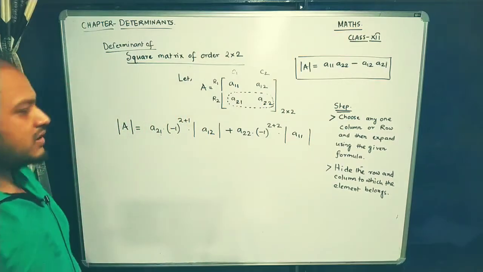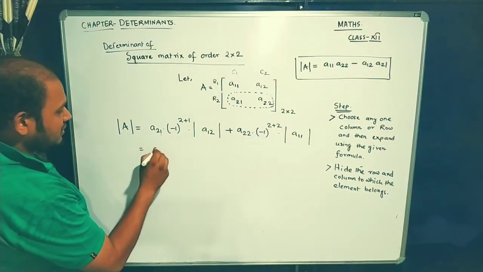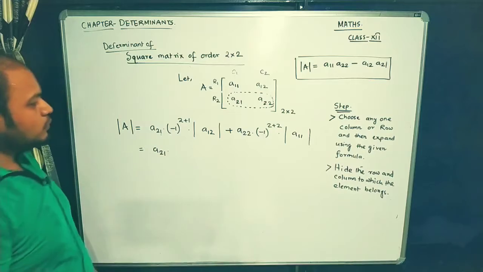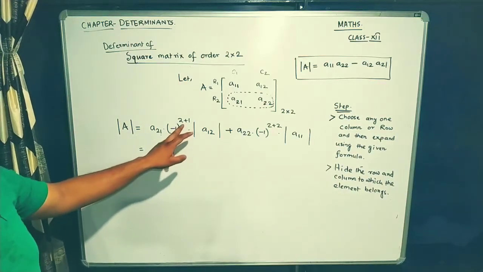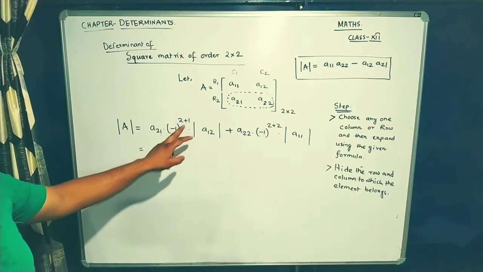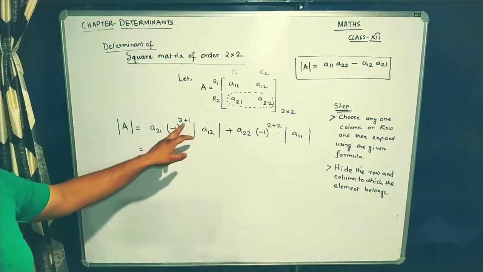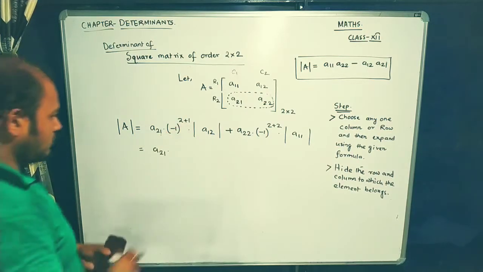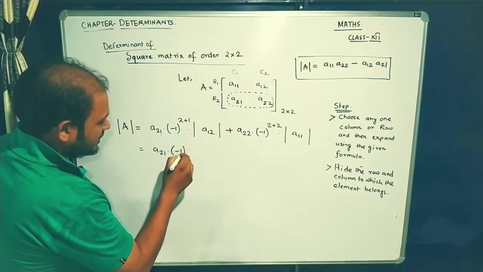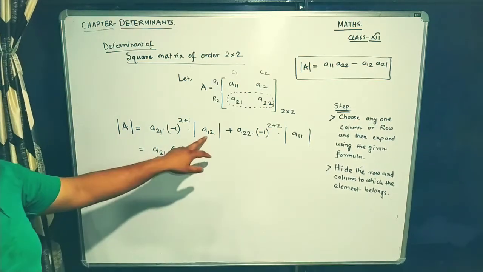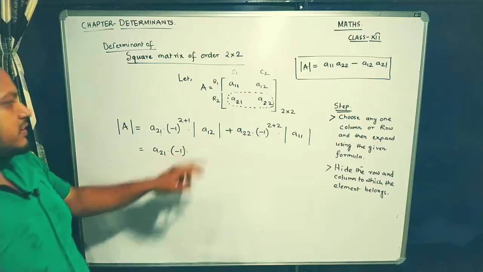And now try to simplify this. So you will have A21 into minus 1 to the power 2 plus 1 is 3. So minus 1 to the power 3. 3 is an odd number. So minus 1 to the power odd number is minus 1. So we will have a minus 1 here. Then determinant of a square matrix of order 1 is the element itself.